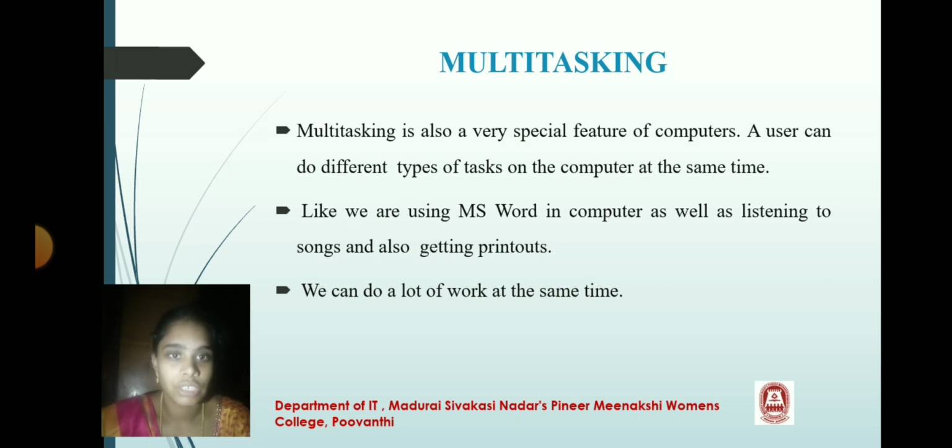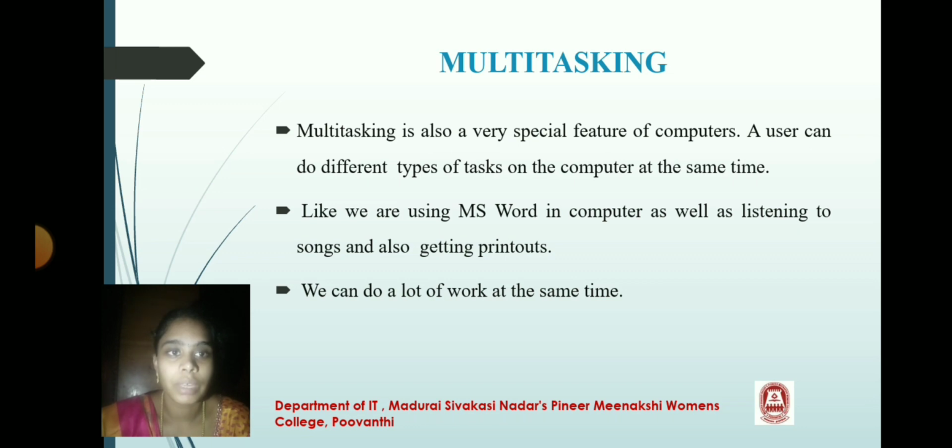Without any interruptions, I can work, I can hear a song, I can move an image, or I can see an image, and at the same time I can draw an image using drawing software like Corel Draw, etc. These are all done at the same time. That's why it is called multitasking, which can perform all these operations at the same time.